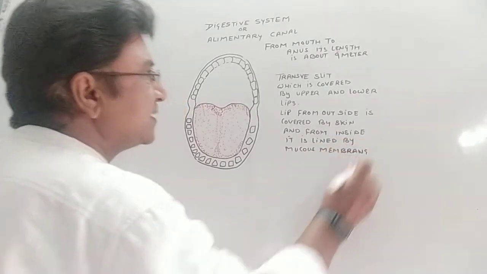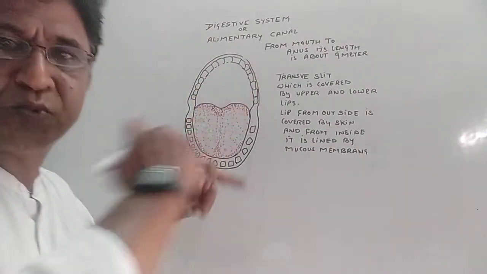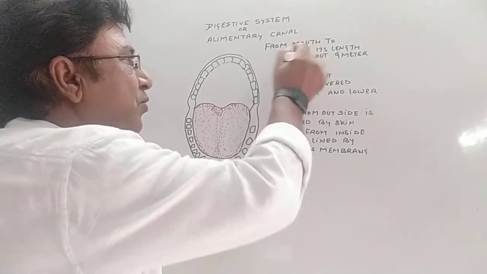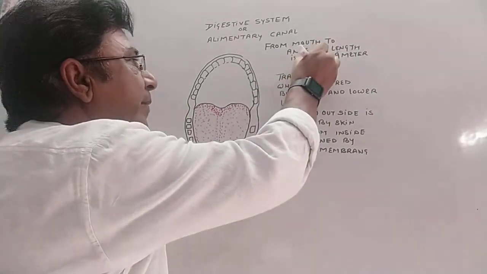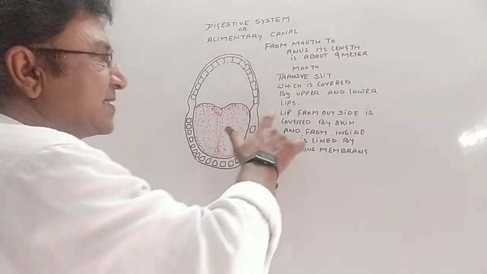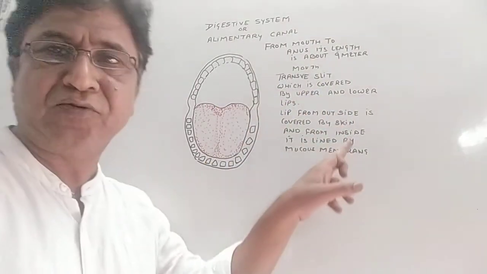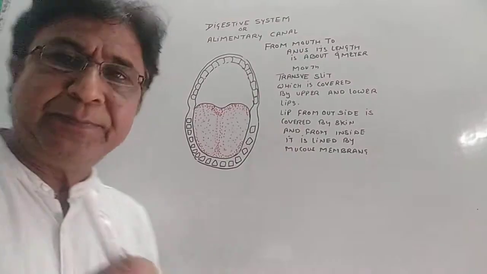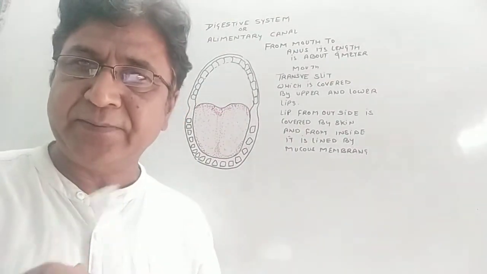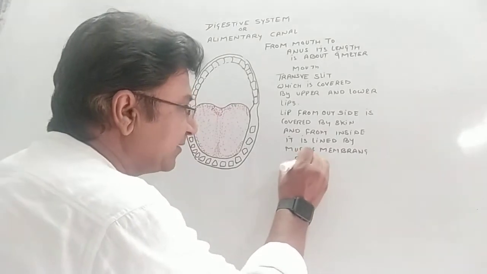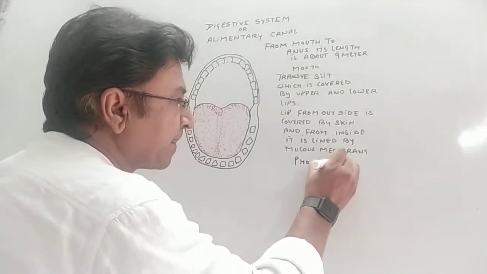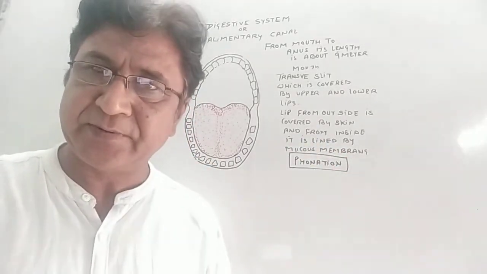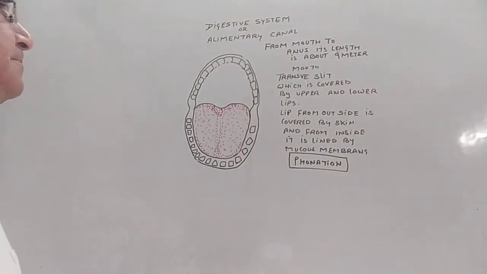So remember once again, what is a mouth? The mouth is a transverse slit present between the nose and the chin. And this mouth is covered by upper and lower lips. The lip is covered from outside by skin, and from inside by a mucous membrane. Remember this: lips help in the movement of the mouth and also help in phonation. Phonation means speaking. Remember this term. When we speak, we take the help of the lips. So this is about the lips.